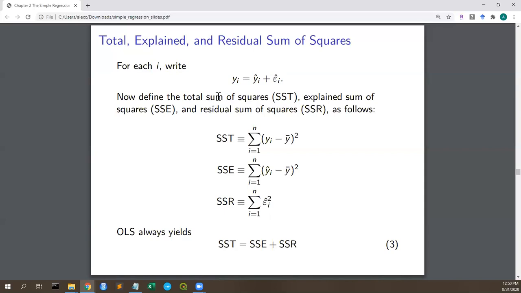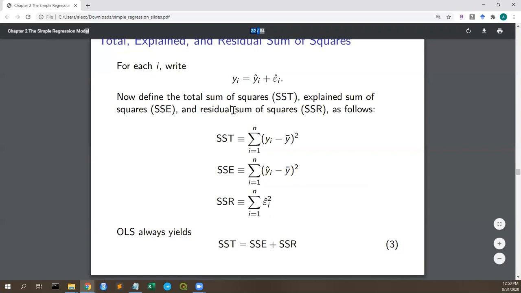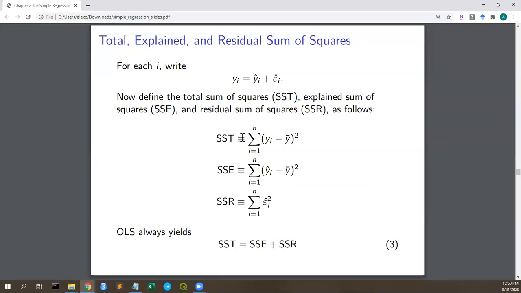So we're going to define the total sum of squares, SST, explained sum of squares, SSE, and residual sum of squares, SSR. The total sum of squares is going to be the sum of yi minus y bar, the average y, squared. The explained sum of squares is, now we're just going to say, okay, instead of using the true value, we're going to use the predicted value, minus the average, squared. And the residual sum of squares is just going to be epsilon hat squared.